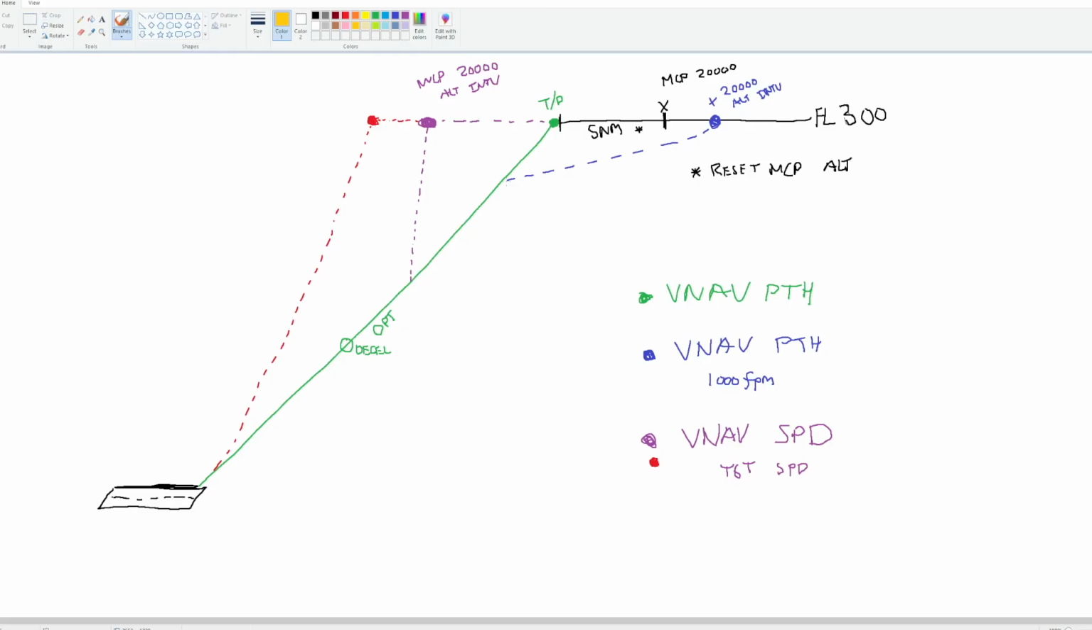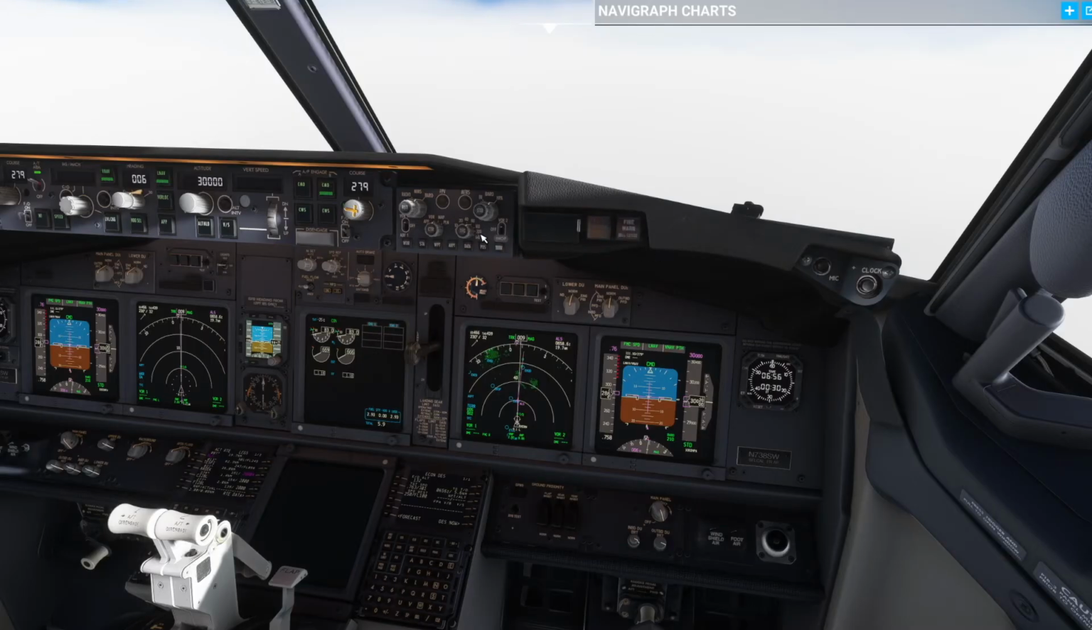Only problem is that today we are unlucky and ATC will keep us high, so we will end up above our path here and we'll need to recover. Let's try and see how we can do that. So we are in position freeze right now. As you can see, we are 5 miles prior to our descent. Let's start our descent at this point.